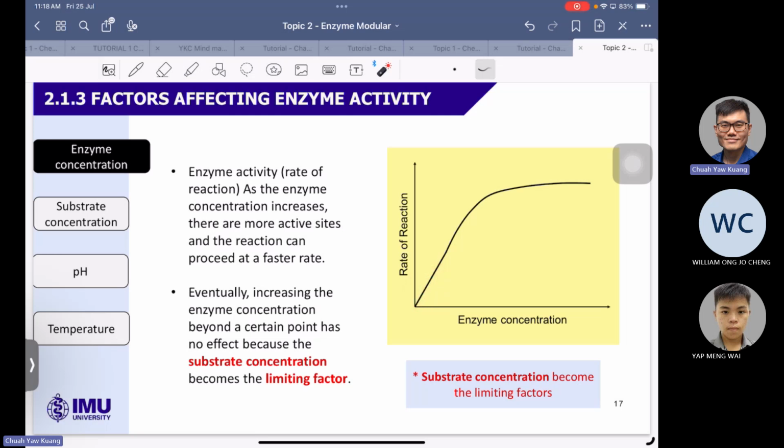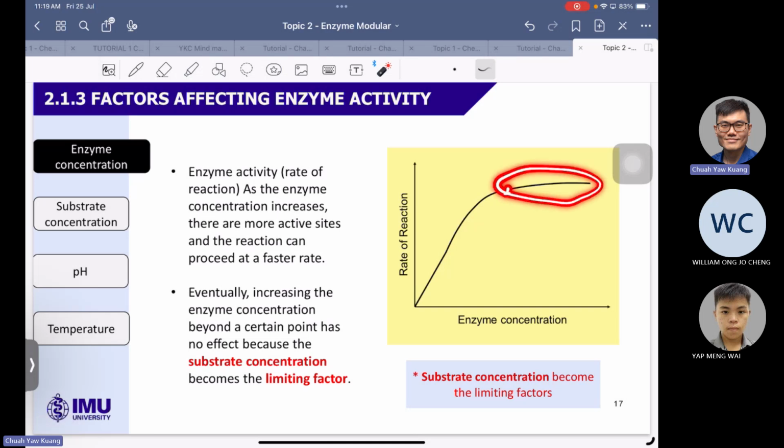Then next, part two of the graph. As the enzyme concentration increases, the rate of reaction will also increase. Why? Because when the enzyme concentration increases, that will mean more active sites are available for the substrate to bind to. And that will mean what? That will mean that more enzyme-substrate complex can be formed and thus an increase in the production of the product over time. That is point number two.